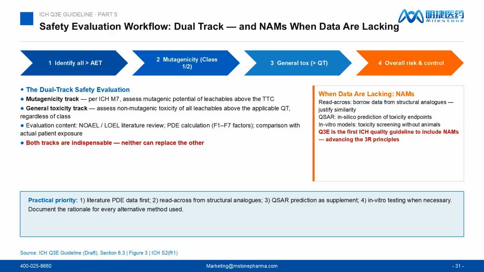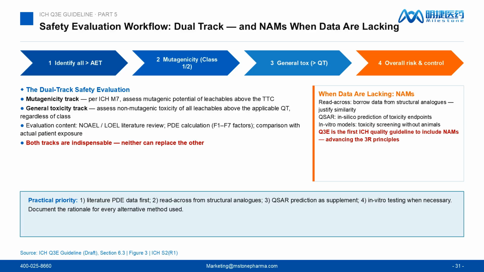Q3E makes history. It is the first ICH quality guideline to formally welcome NAMs, new approach methodologies. The priority ladder is on the slide. First, literature PDEs. Someone may have assessed this compound already. Second, read across. Borrow data from a structural analog with the same mechanism, but you must justify the similarity rigorously. Third, QSAR, computational prediction of toxicity endpoints. Fourth, in vitro models when needed.